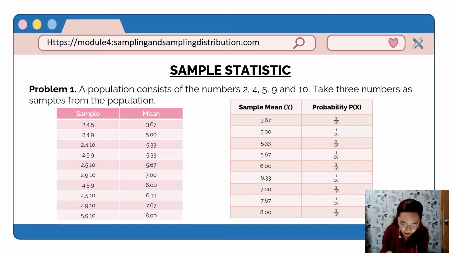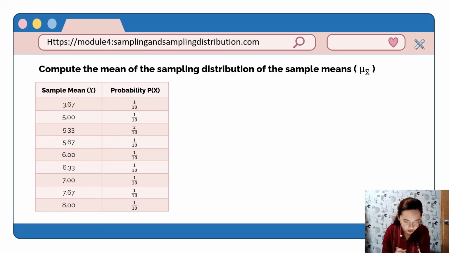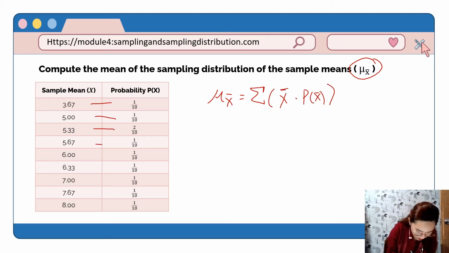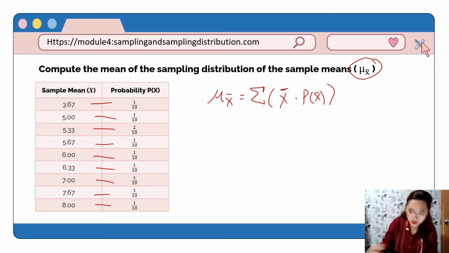So, this is our sampling distribution. We already did this in the last video, so we won't repeat it. Let's proceed. Compute the mean of the sampling distribution. So, the formula is the summation of x, of course this is the mean, times P of x. We multiply, then add. Let's go straight to the calculator.